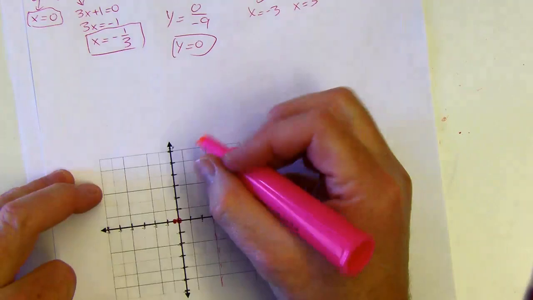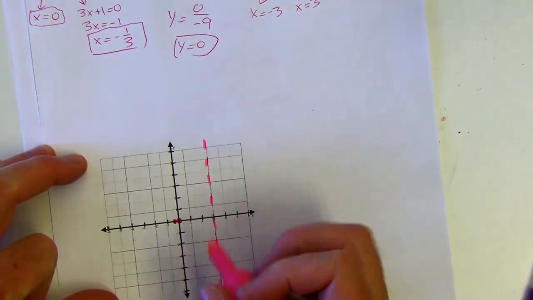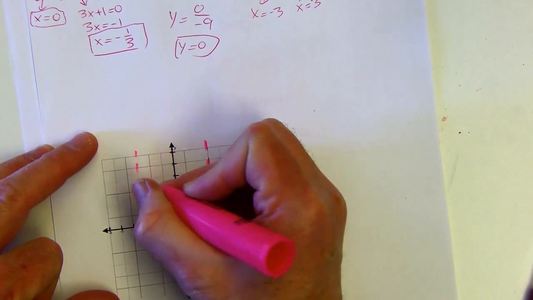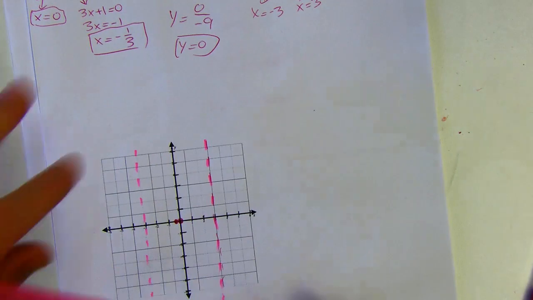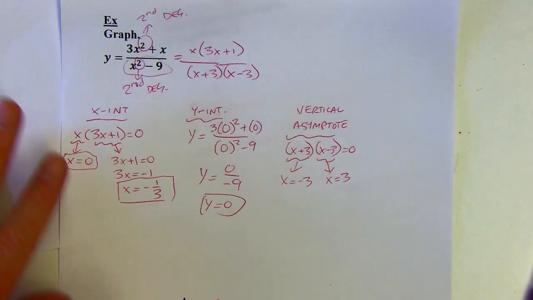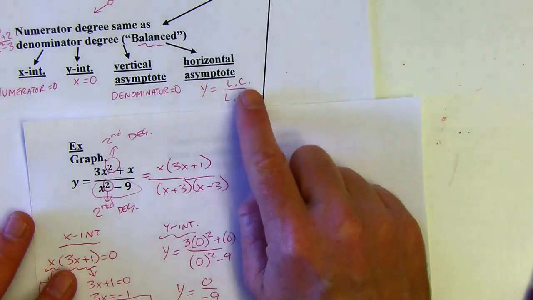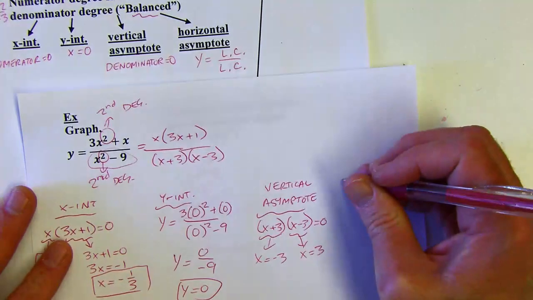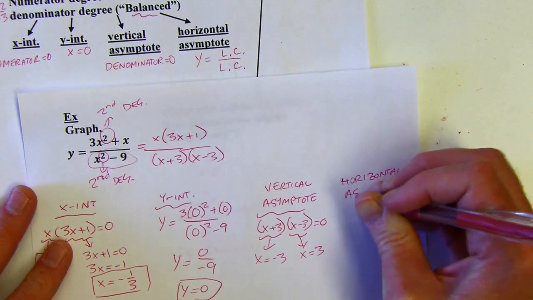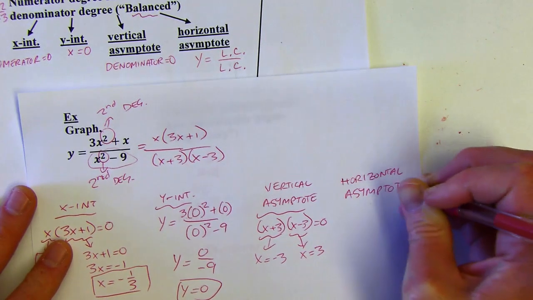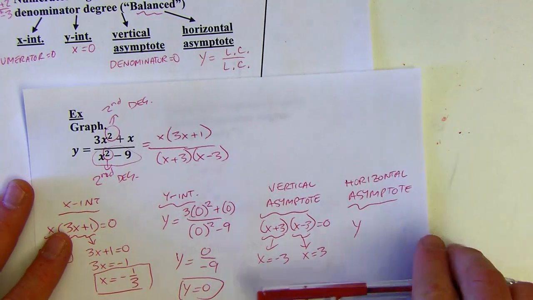Make this a little darker here. Here's x equals 3, the line x equals 3, and x equals negative 3 is right here. And then the last piece of this is a horizontal asymptote. That's going to happen using the leading coefficients. Okay? So my horizontal asymptote is going to be a y equals line, because all horizontal lines are y equals lines.